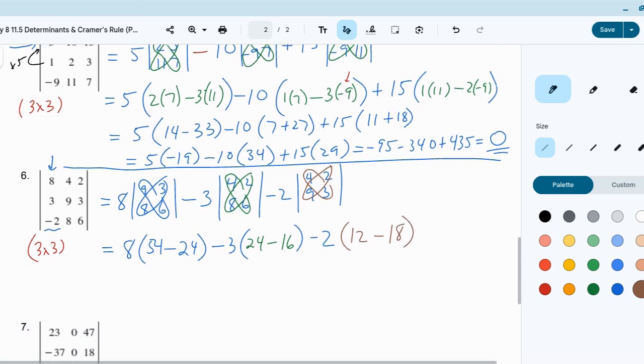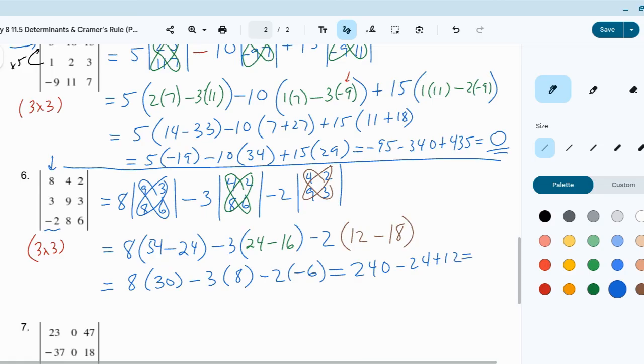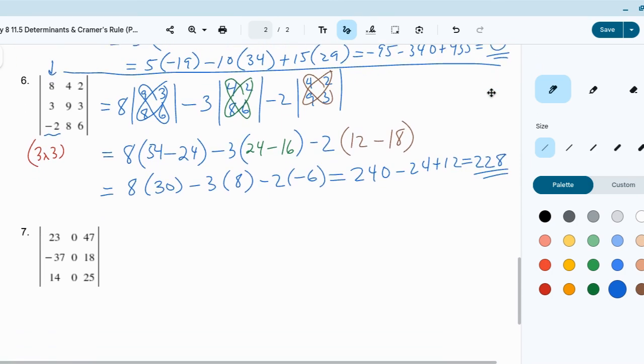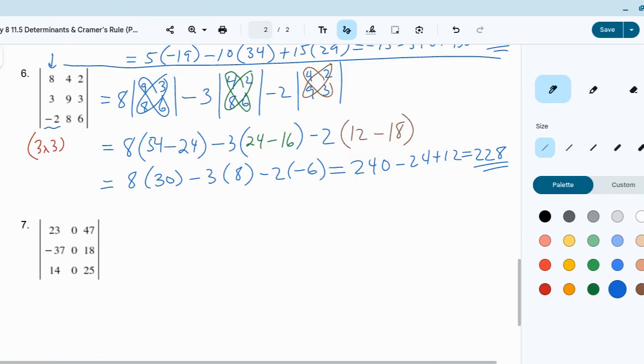Please just be careful how you're multiplying, especially if these are in non-calculator situations. So I have 8. If I subtract, I got 30, minus 3 times 8, minus 2 times negative 6. Careful with your negatives. 240 minus 24 plus 12 is going to give me a total of 228. Again, that's a number that we're just dealing with because we're just finding the determinant. It will have a lot more significance over the next few days when we're going to use the determinants for other situations, probably tomorrow.